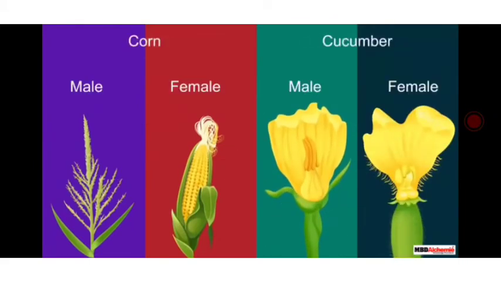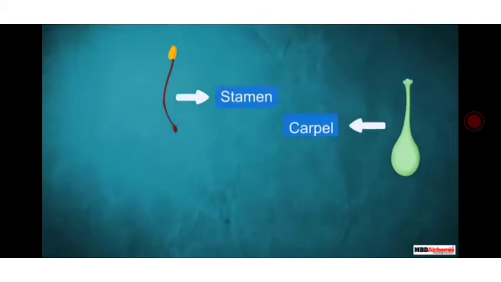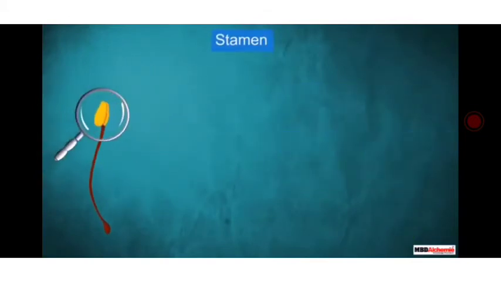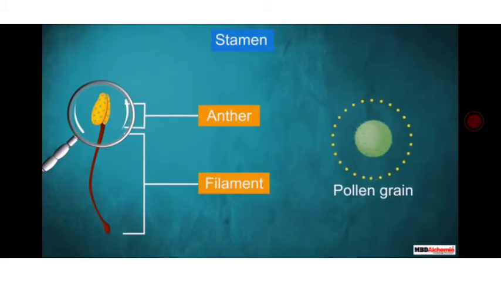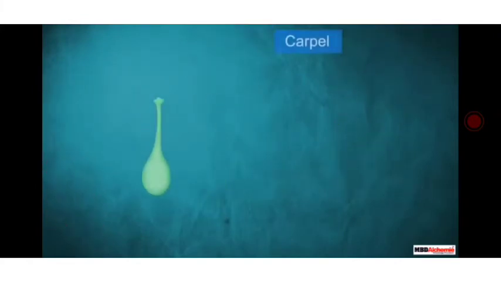For example, corn and cucumber. Let us learn the parts stamen and carpel, which are considered as male and female parts. Stamen includes anther and filament. So anther in turn consists of numerous pollen grains, which are called male gametes.